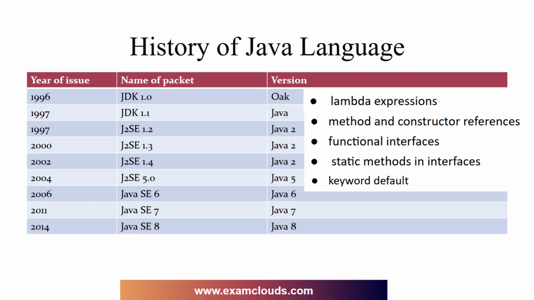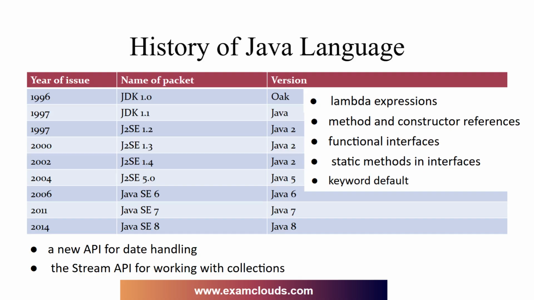The eighth version of Java was also very important. It introduced long-awaited innovations like lambda expressions, which were already in other languages, related method references and constructors, functional interfaces. Static methods in interfaces were also added, and the default keyword. A new API for date handling was added, as well as streams for working with collections.